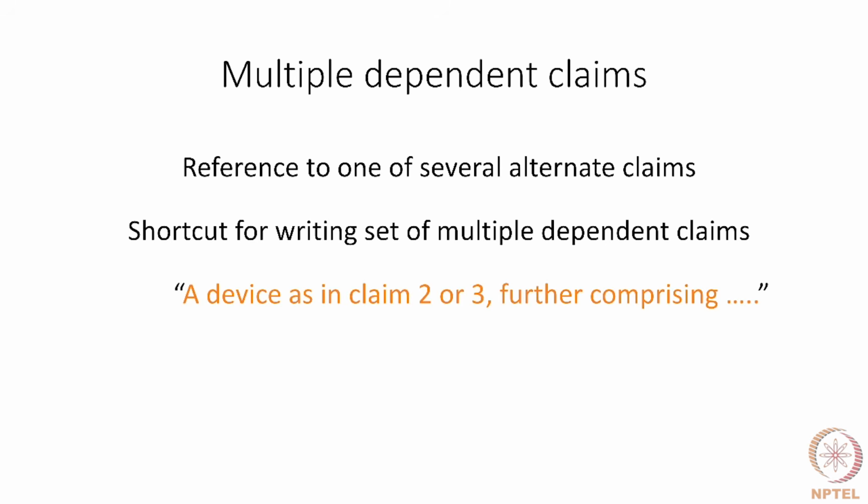For instance, a device as claimed in claim 2 or 3, further comprising. So you have brought cross-reference to two claims here, claim 2 or claim 3. So it could be either of the combination. So a device as in claim 2 or 3 further comprising. So this is a multiple dependent claim because this claim is dependent on 2 and on 3, depending on how you read it.